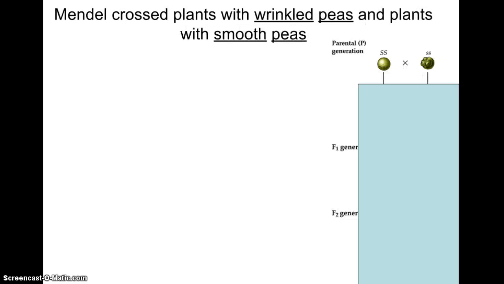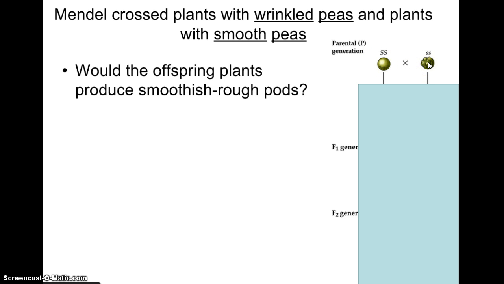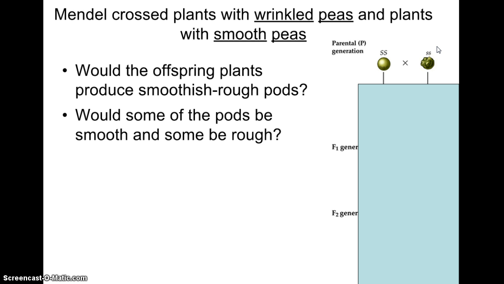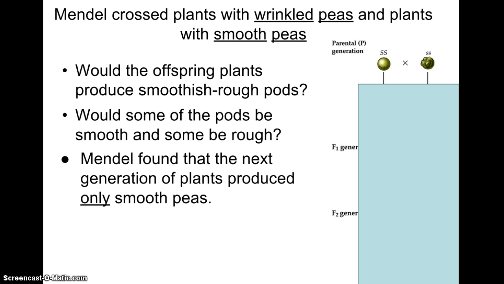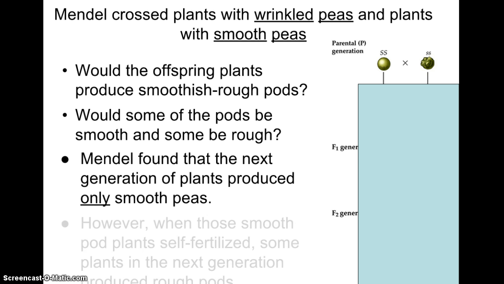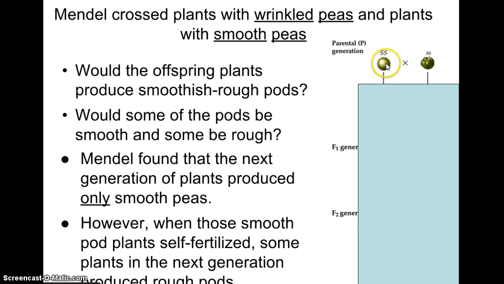So here's a cross that he did where he crossed wrinkled plants right there and smooth plants right there. Sorry, my battery was just dying. So anyway, he wanted to cross pure smooth plants with random wrinkled ones that he saw. So he wondered if the offspring of these two plants would be smoothish rough, or how they would look. He wondered if some of them would be smooth and some would be rough. But he found that the next generation of plants produced only smooth plants that looked like the original dominant one.